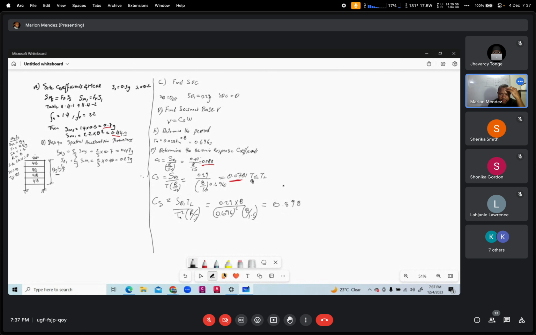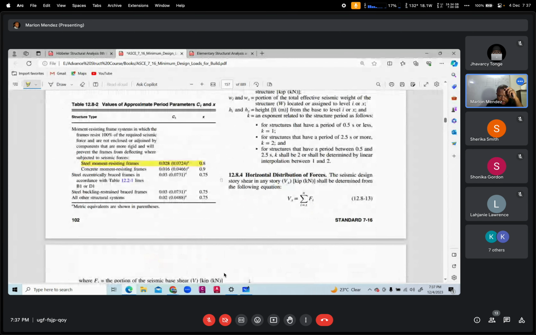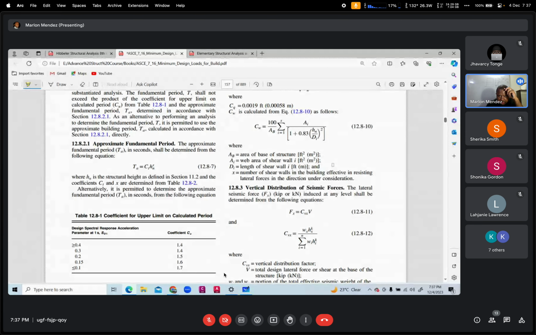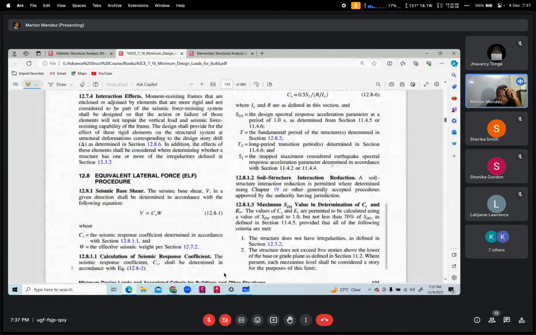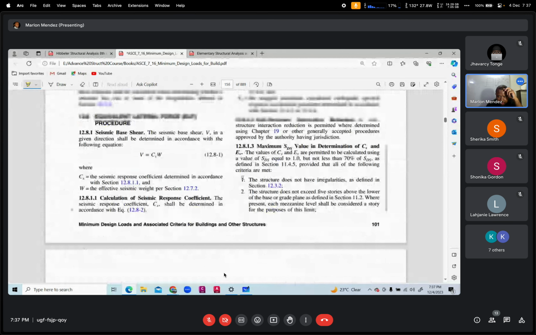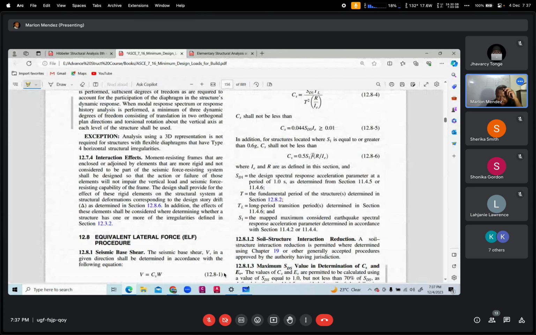How do I state this? Let me see if I can find this form. This is in finding the Cs, which is using the equivalent lateral force procedure, right? So basically, we're trying to find it.